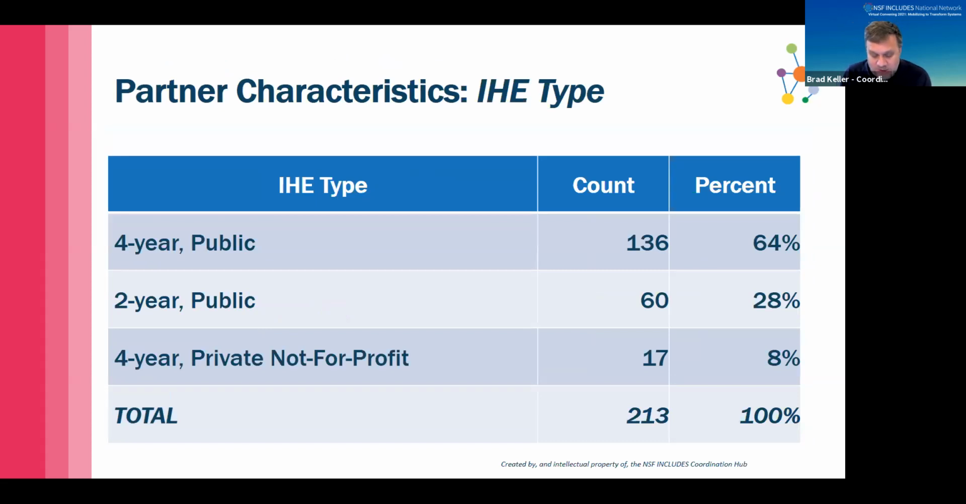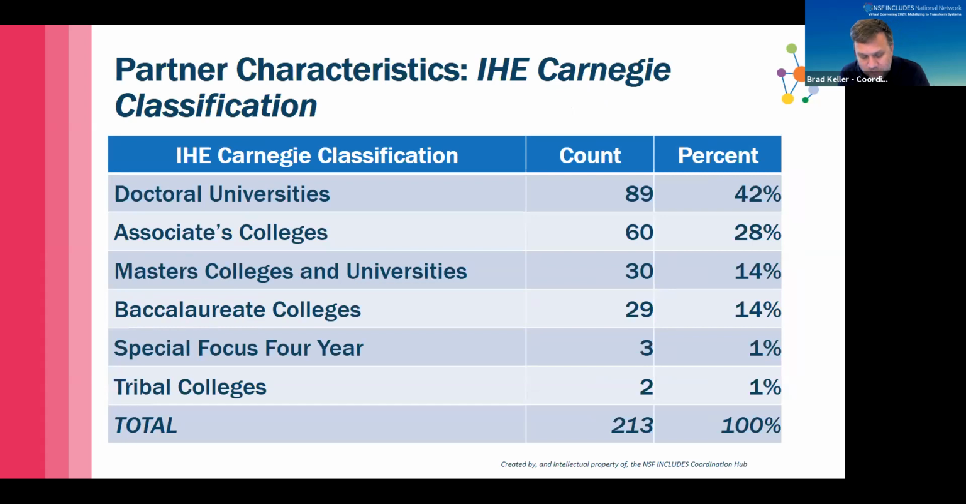The site also provides some additional information about the characteristics of the 213 post-secondary institutions engaged by the alliances. As shown in this slide, 64% are 4-year public institutions, 28% are 2-year public institutions, and 8% are 4-year private not-for-profits. In addition, 42% of the 213 post-secondary institutions are doctoral granting universities, 28% are associates colleges, 14% are master's colleges and universities, and 14% are baccalaureate colleges. You'll also see we had a few special focus institutions and tribal colleges.